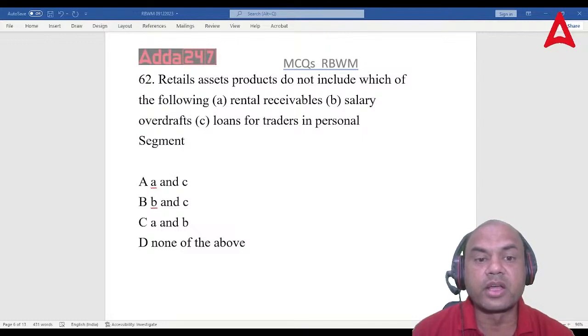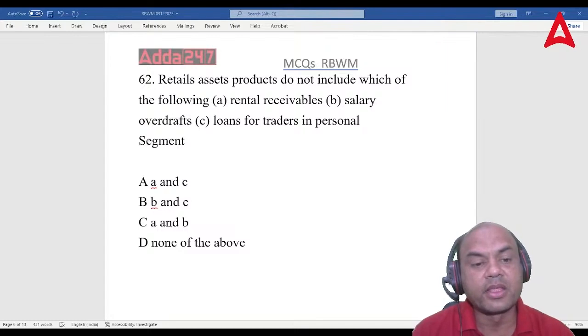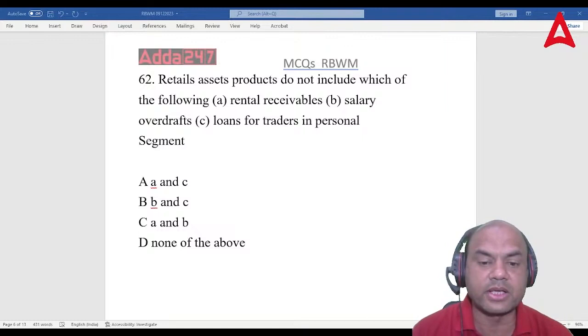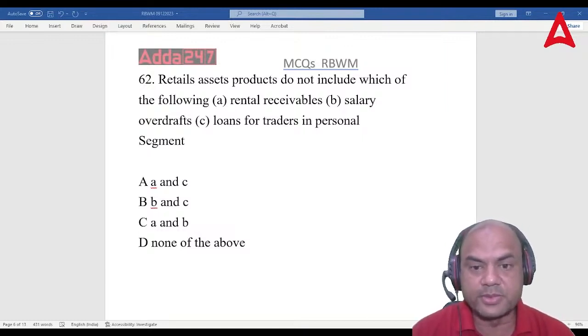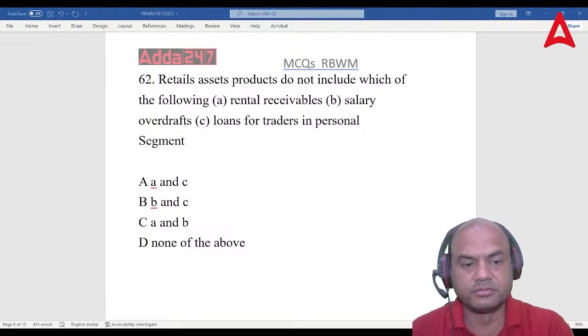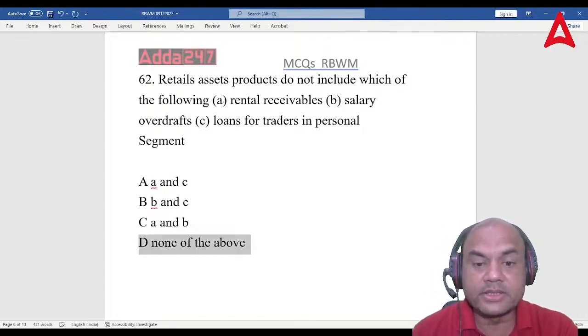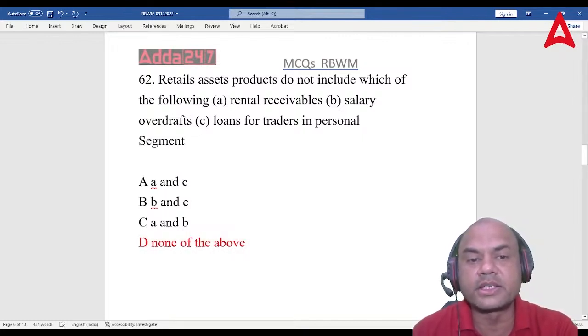Retail assets do not include which of the following? Give the answer. Is it D or is it C? It's either A or D. Think over it. Please give me the answer, everyone. D is the right answer. None of the above. All of them are the features of retail assets.